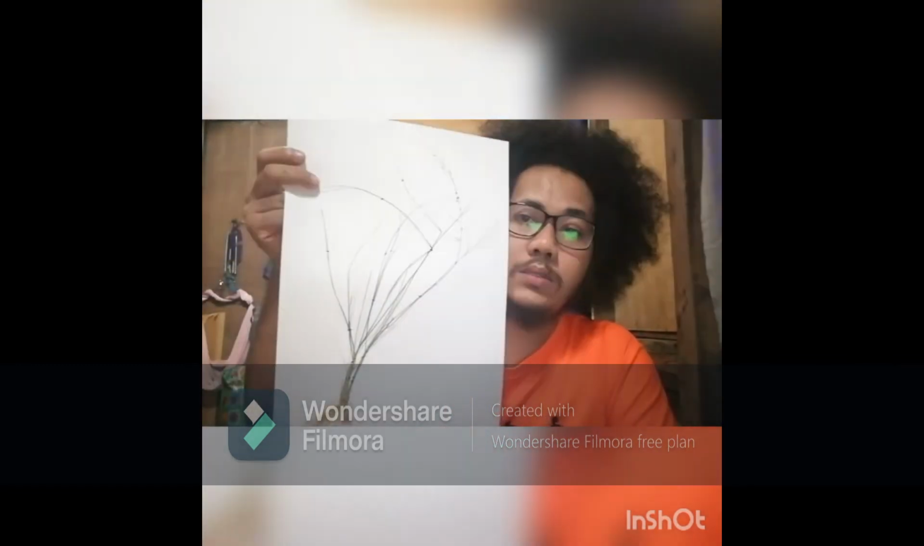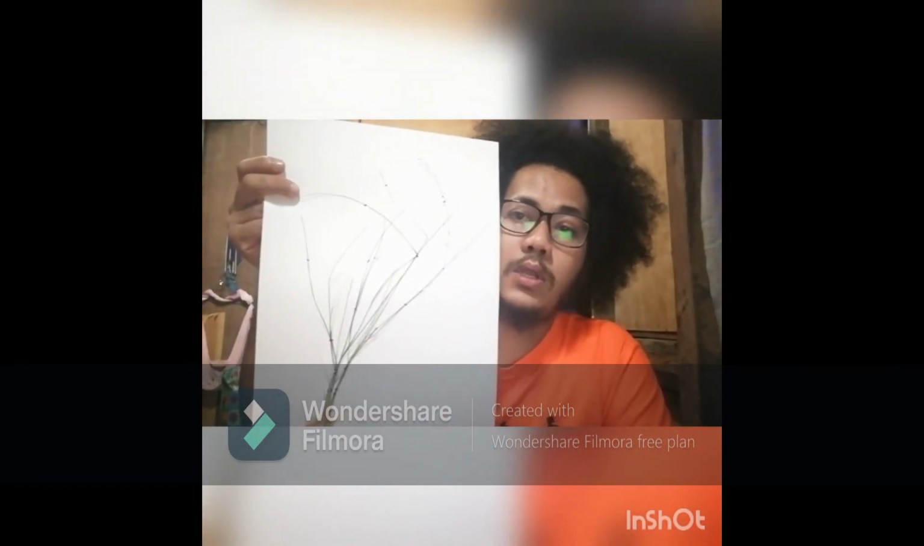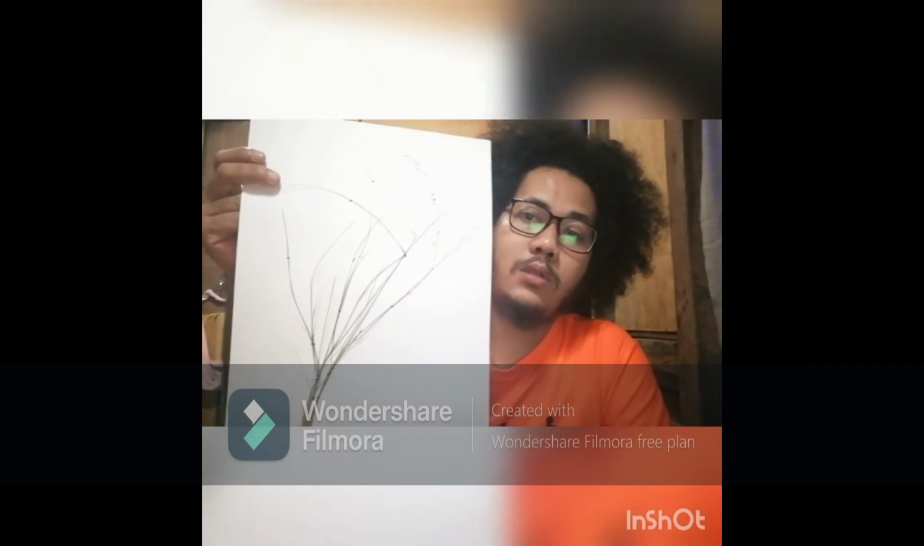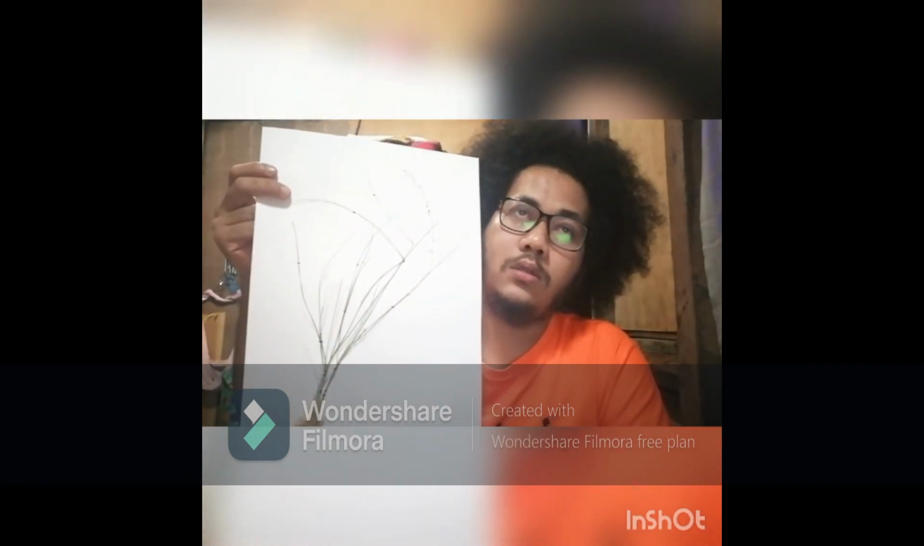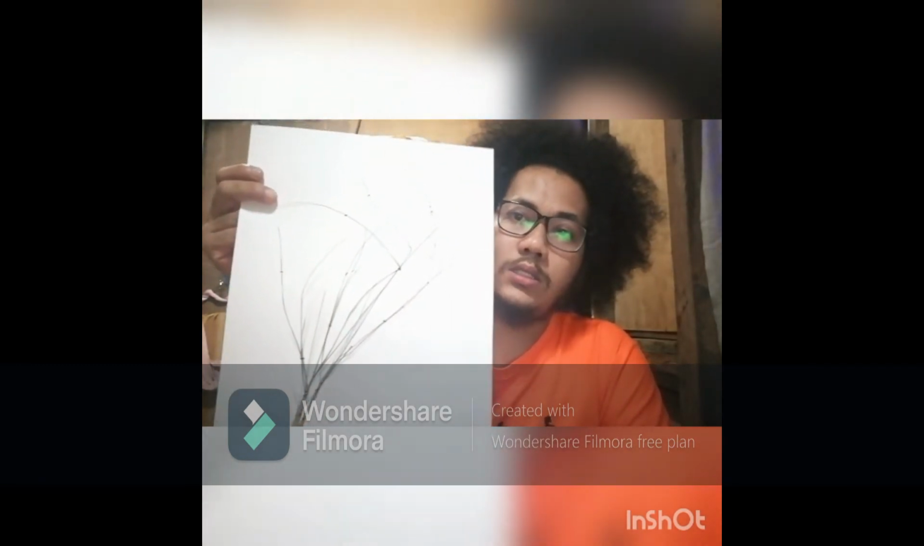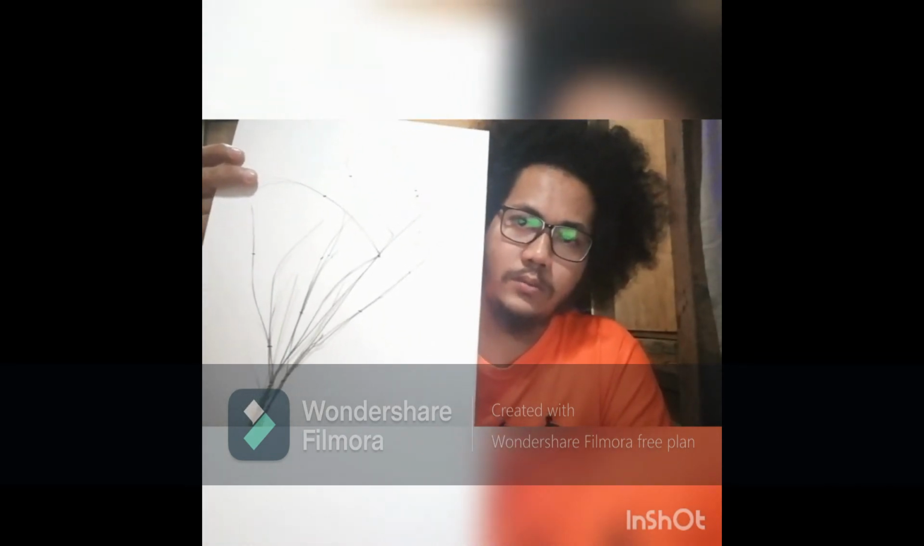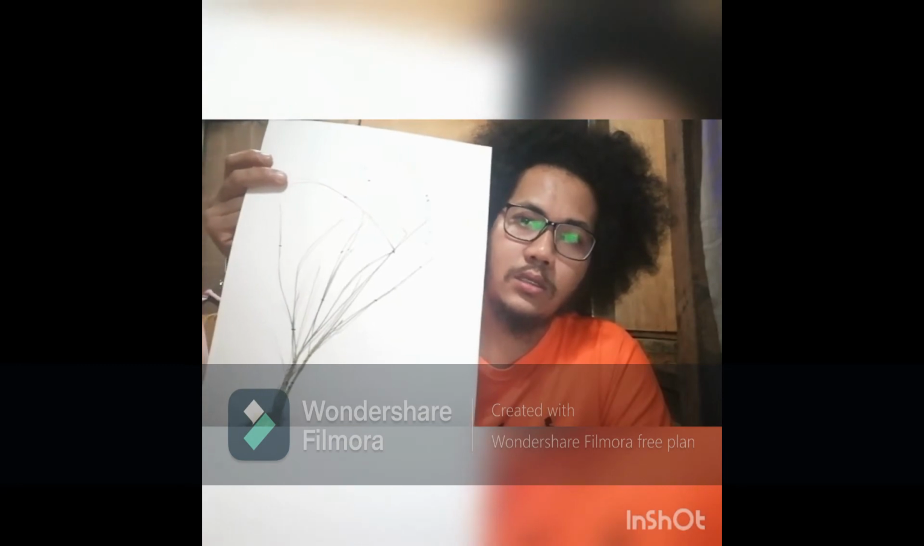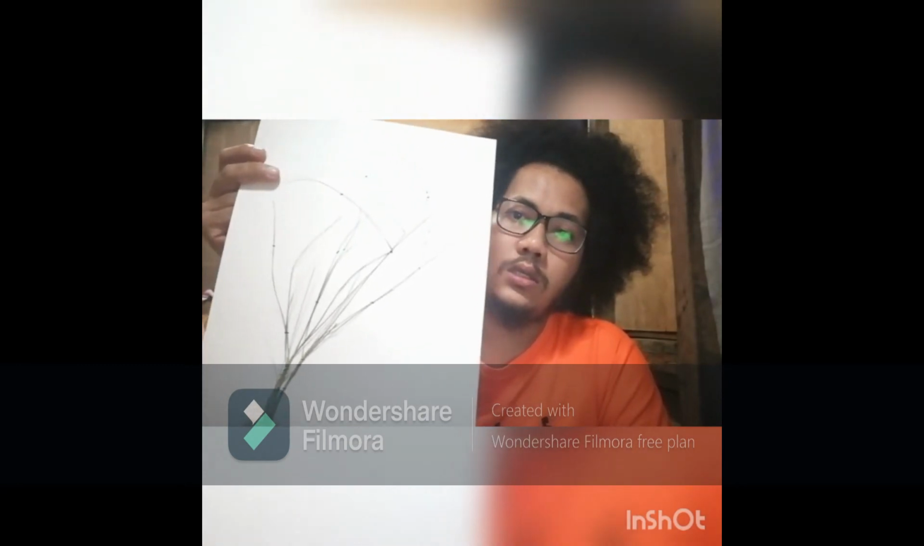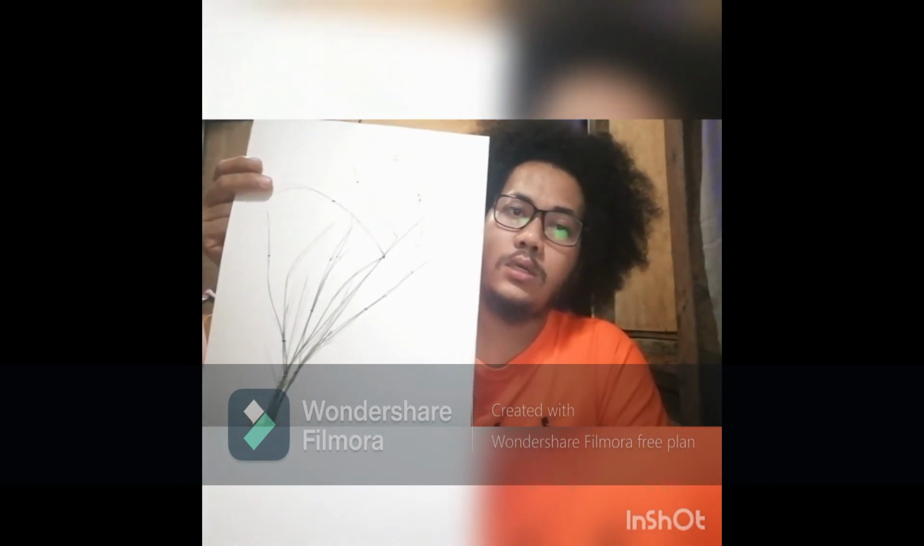So this is my herbarium. I pressed it for 3 weeks, and after that I used thread and needle to attach this herbarium on A3 paper.